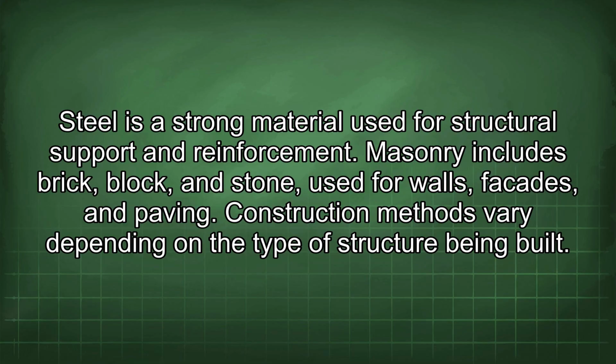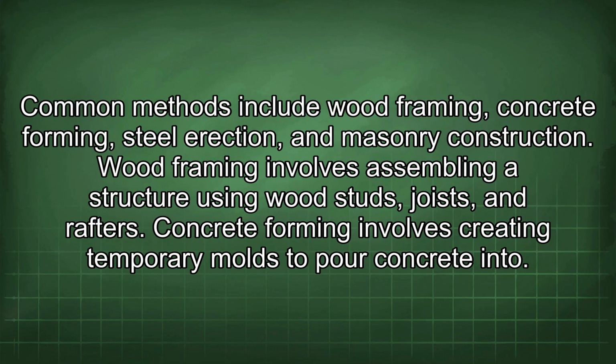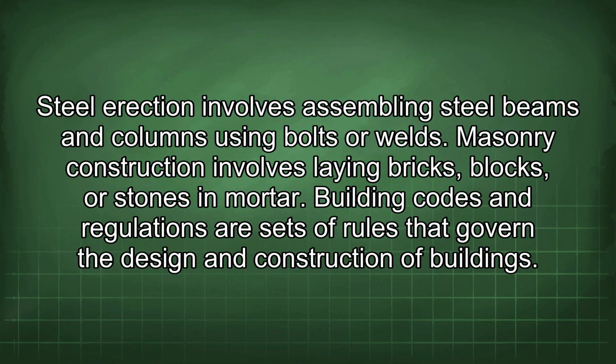Construction methods vary depending on the type of structure being built. Common methods include wood framing, concrete forming, steel erection, and masonry construction. Wood framing involves assembling a structure using wood studs, joists, and rafters. Concrete forming involves creating temporary molds to pour concrete into. Steel erection involves assembling steel beams and columns using bolts or welds. Masonry construction involves laying bricks, blocks, or stones in mortar.